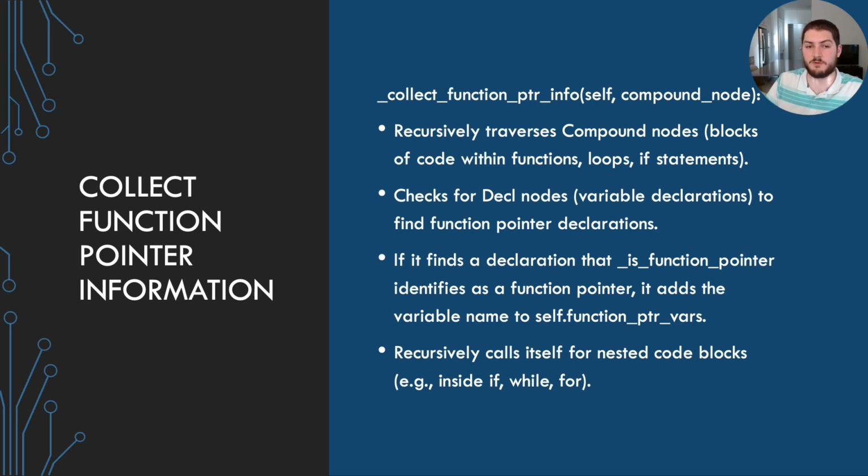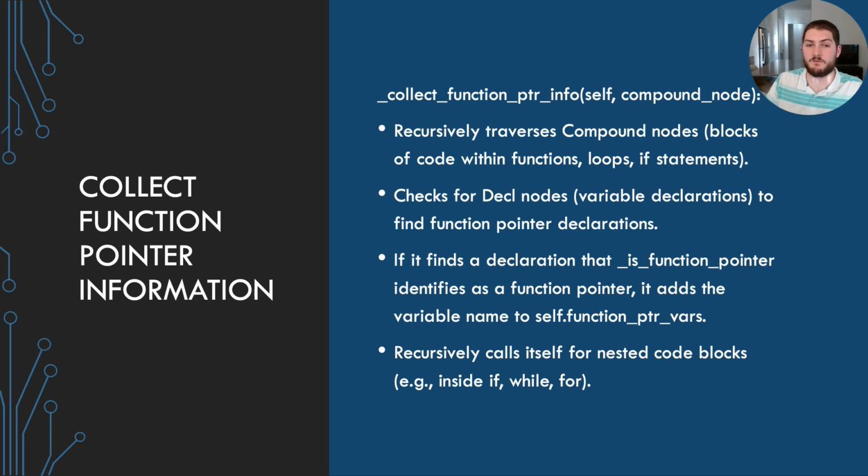If isFunctionPointer confirms that a declared node represents a function pointer, we take the variable's name and add it to function pointer vars, the structure for storing function pointers, which allows us to maintain a record of all the function pointers found within the code, which will be essential for the subsequent transformation stage. A key aspect of the function's functionality is its recursive nature. It doesn't just examine the immediate statements within a compound node, it also calls itself recursively for any nested code blocks, crucial for handling function pointer declarations that occur within nested scopes, such as inside if statements or loops.